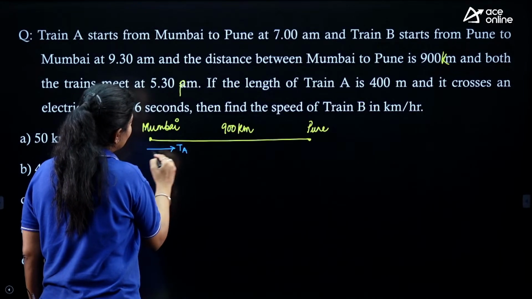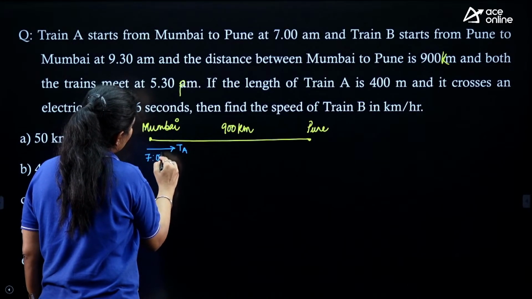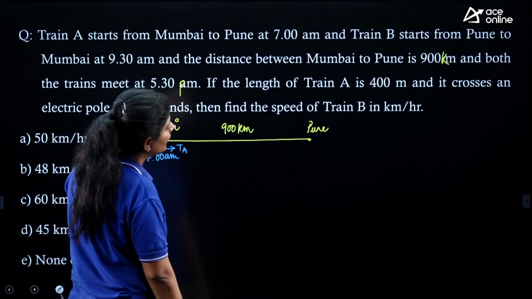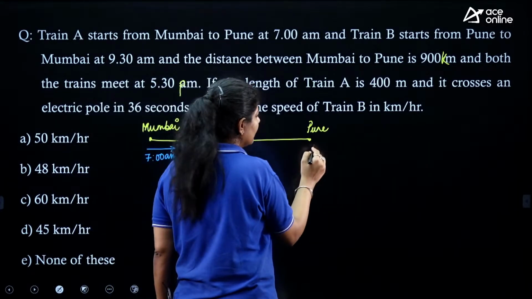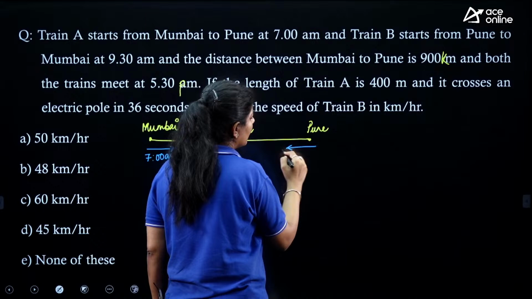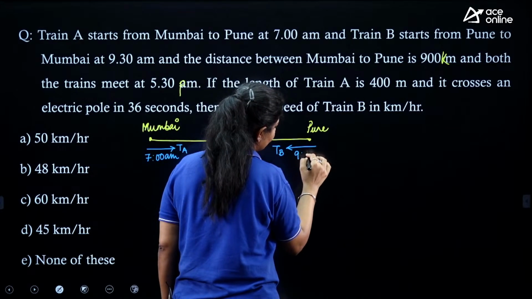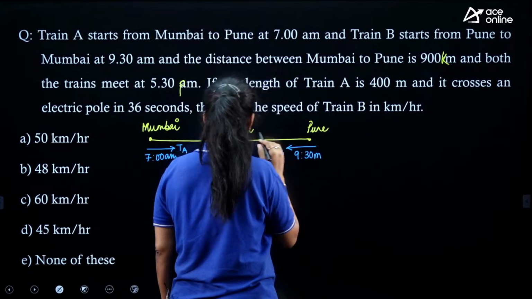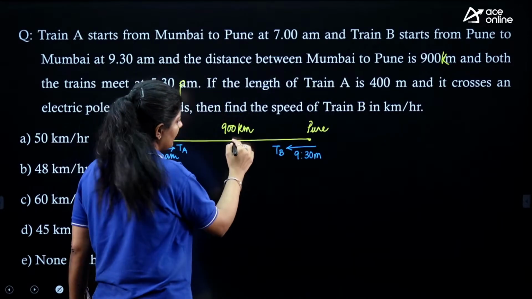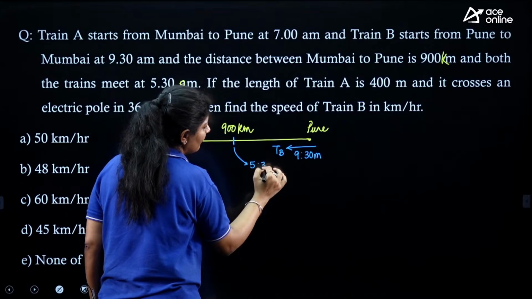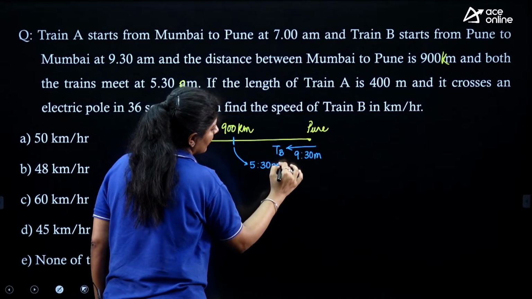Train A started at 7 am, with the speed not mentioned. There is one more train, train B, that started from Pune at 9:30 am. Both of them met somewhere, let's suppose at this point, and the time at which they met is 5:30 pm, right?